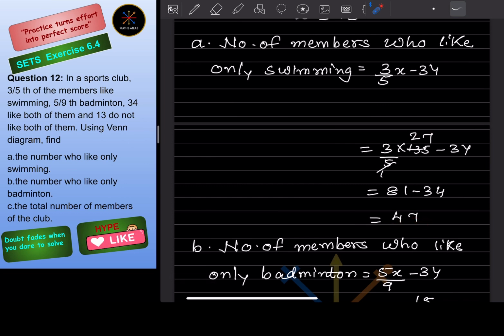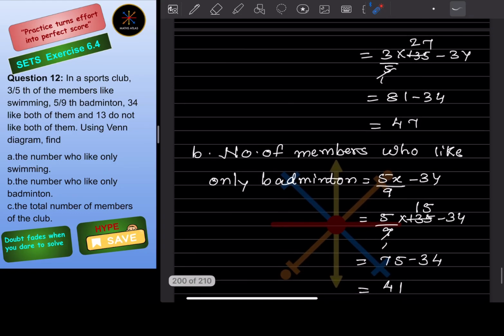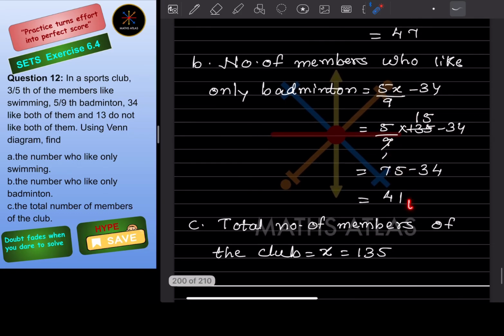And the number who like only badminton. So only badminton is 5 by 9 X minus 34. So this is going to be 5 by 9 into, in place of this X, 135. So this will be simplified, minus 34. So after simplifying this, we get 75 minus 34, which is going to be 41. And the total number of members of the club, that we already got at the start, is X. Total number is X, which is 135.